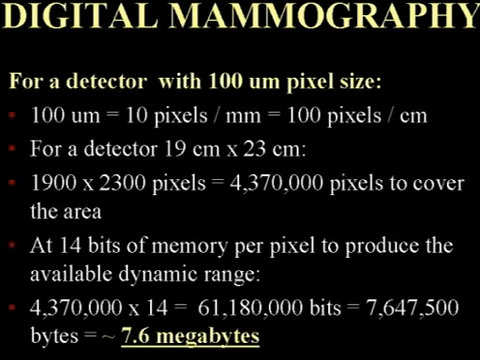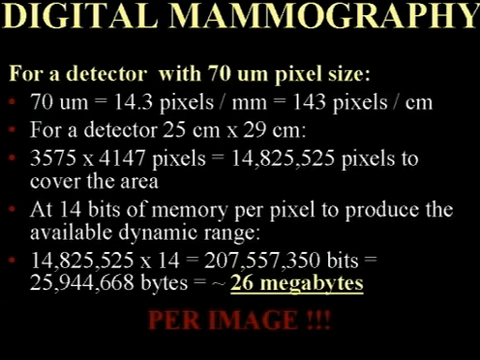We know the size of the detector, so we can calculate that that's about 4.4 million pixels that are present on the detector. If we now apply the 14 bits of memory per pixel that are used, we will come up with about 7.6 megabytes of information per image.